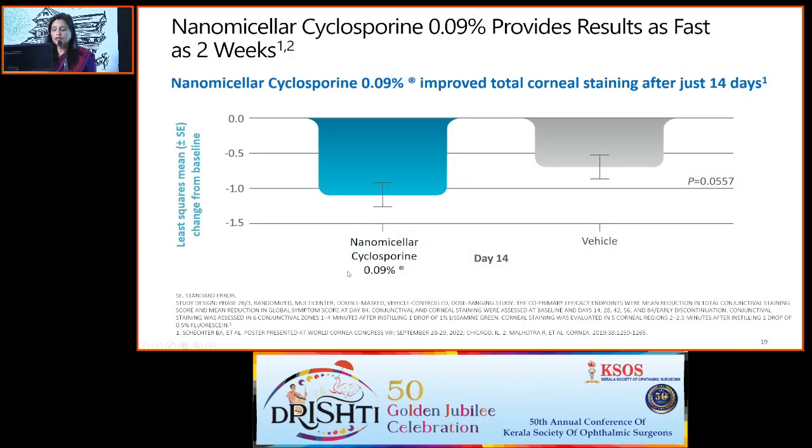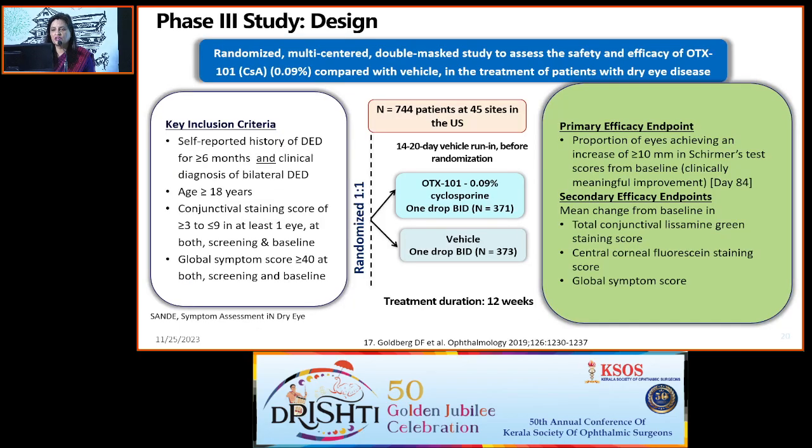And it was found that the one which had nanomicellar cyclosporin 0.09% had faster action, which was 2 weeks, as opposed to the vehicle. So that is why it is more efficacious as compared to 0.05% nanomicellar as well as 0.05% which is commercially available.